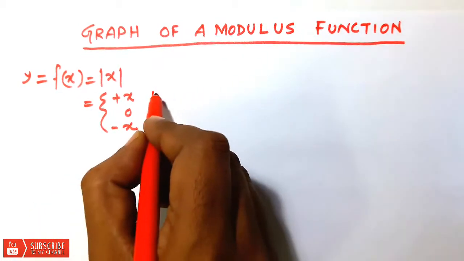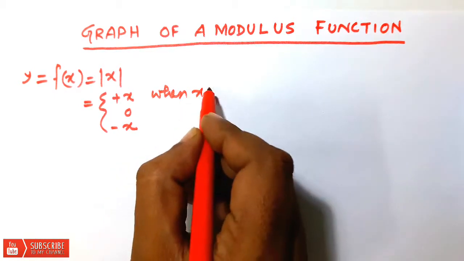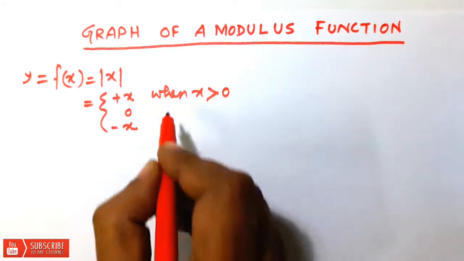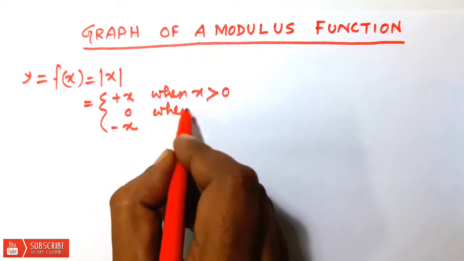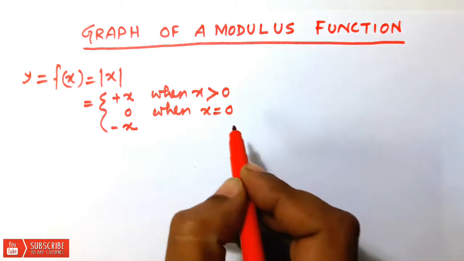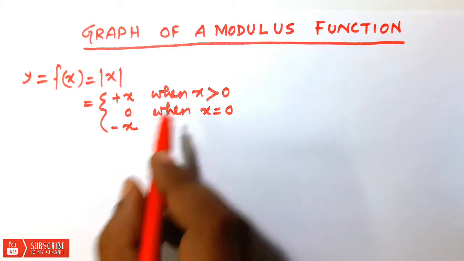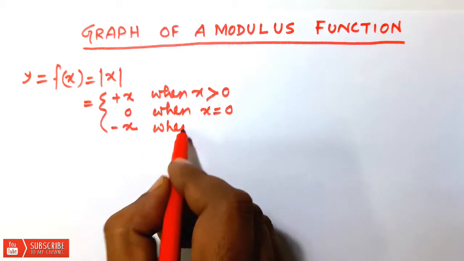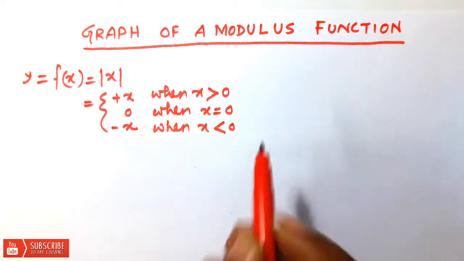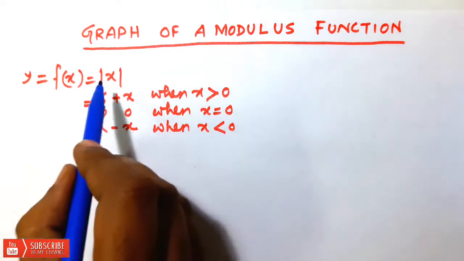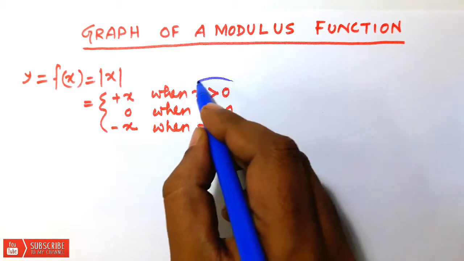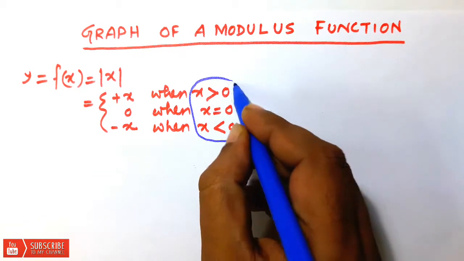Mod x is equal to plus x when x is greater than 0, and mod x is equal to 0 when x is equal to 0. Mod x is equal to minus x when x is less than 0. Friends, we shall study the domain of this modulus function.